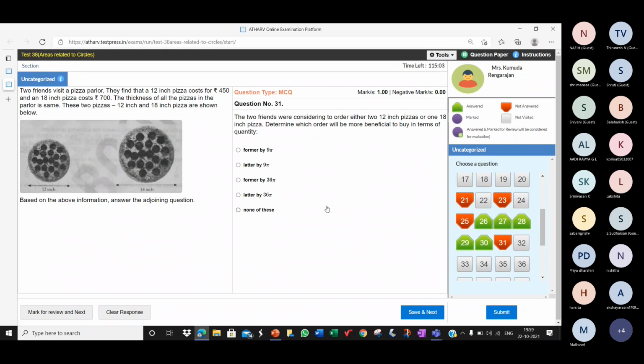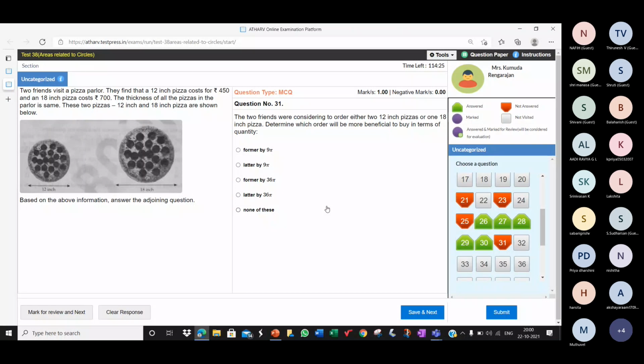Should they buy two 12-inch pizzas to get more quantity, or should they buy one 18-inch pizza to get more quantity? Is the question clear? They want more. They want to share maximum. So should they buy two 12-inch pizzas or one 18-inch pizza? In which case will they get more quantity? That is the question.